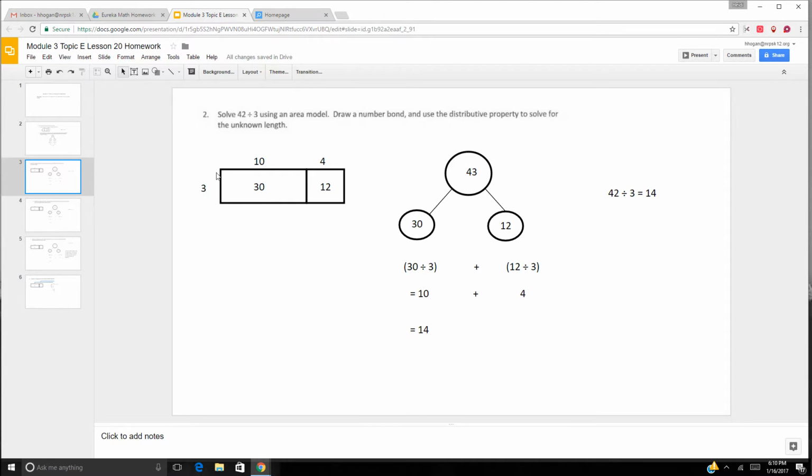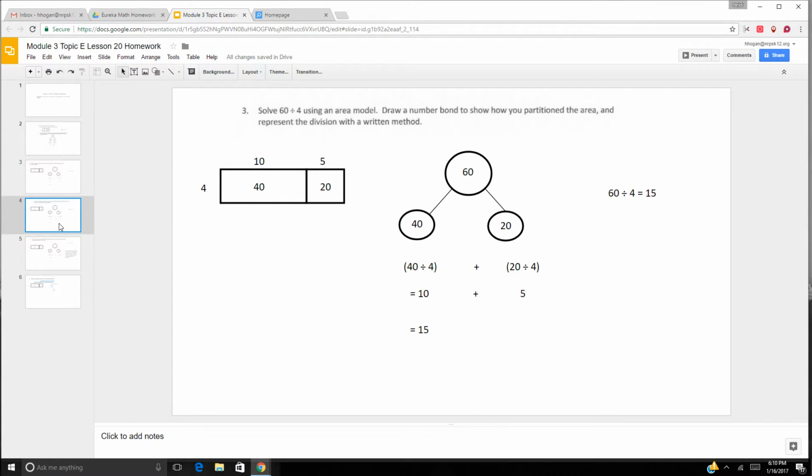So 30 divided by 3 is 10. 12 divided by 3 is 4. So here we do 42. Oh, I did 43. 42. Silly. And again, we divided 42 into 30 plus 12. 30 divided by 3 is 10. 12 divided by 3 is 4. 10 plus 4 is 14. So there you go. And then I wrote it in standard form.